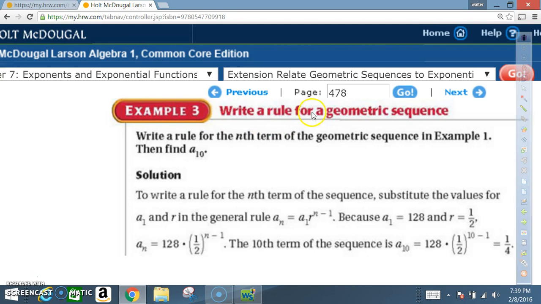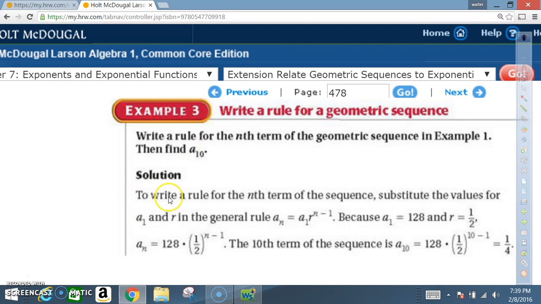Example 3. Write a rule for a geometric sequence. Write a rule for the nth term of the geometric sequence in example 1. Then find a sub 10. That means find the 10th term in the sequence.